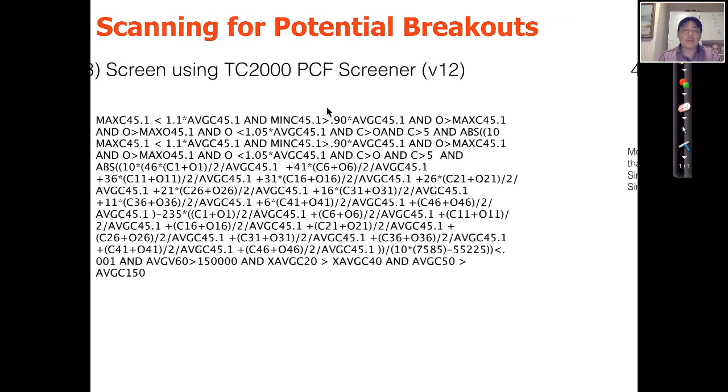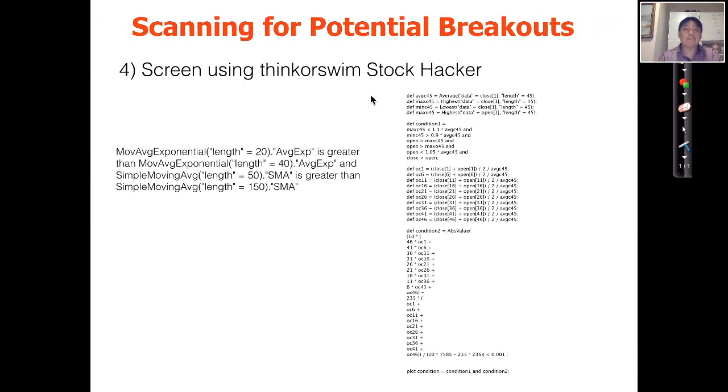You can also use the screener at ThinkSwim, which is another charting software. It's a broker as well, and you can actually put in the script called the Think script in the stock hacker, and you can use that to scan for stocks potentially in a breakout pattern. I'm going to show it to you in a short while. So let's take a look.